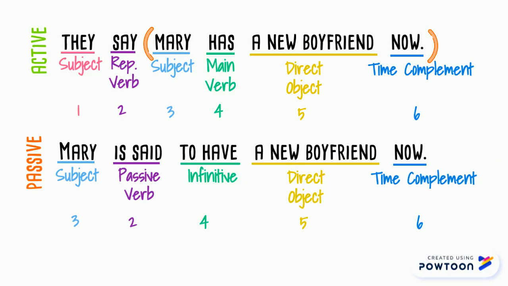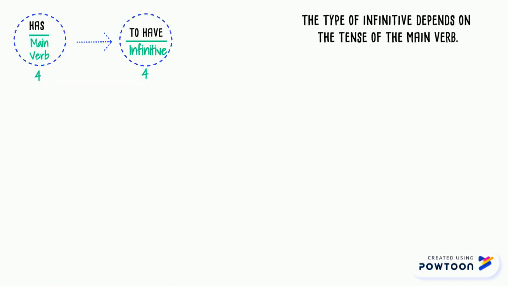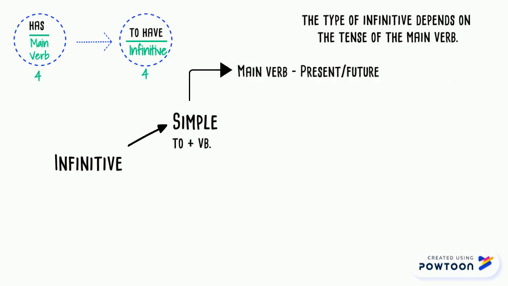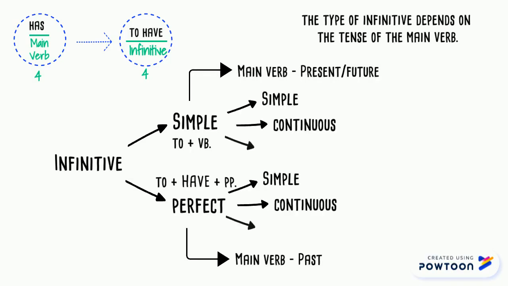But how does a verb become an infinitive? Let's explain it. The infinitive depends on the tense of the main verb. So, it can be simple if the main verb is in the present or the future, which means to plus a verb, or it can be perfect if the main verb is in the past, which means to plus have plus past participle. And then, they can be simple, continuous, or perfect.